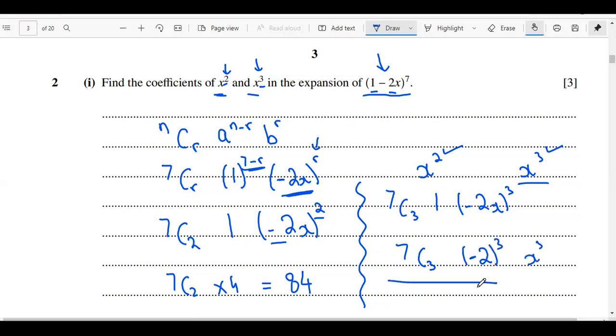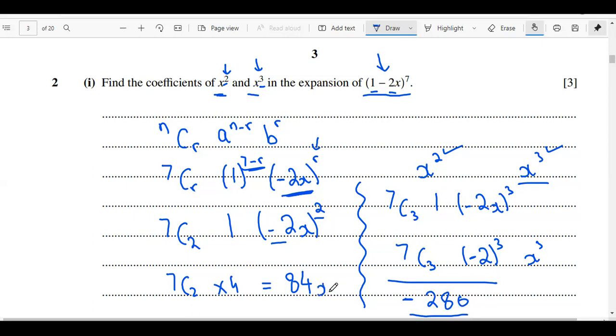This would be the coefficient. And what is the value? Yes, just use your calculators and tell me 7C3 into minus 2 to the power 3. 280. Okay, it would be minus 280. So this would be the coefficient.